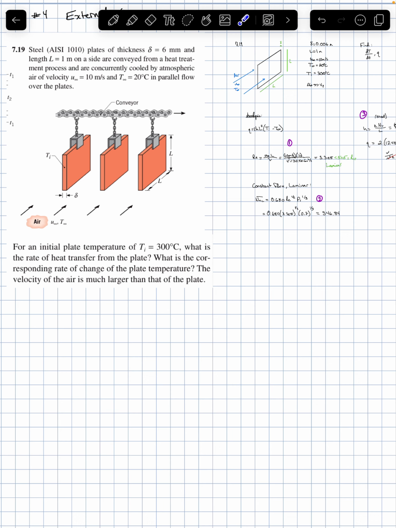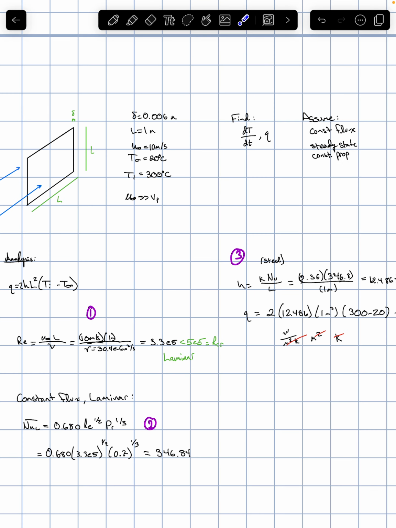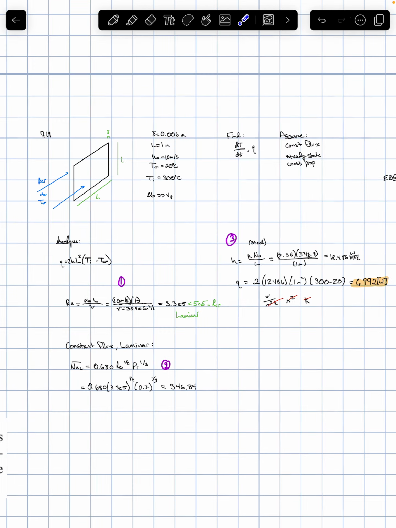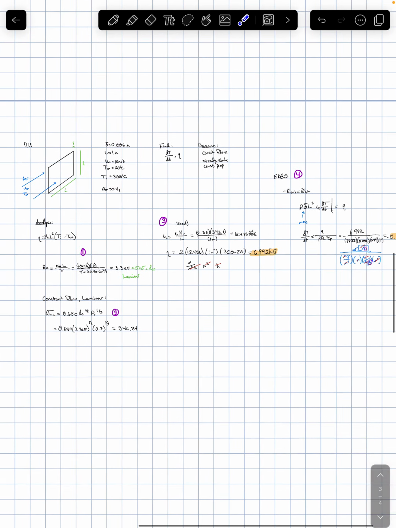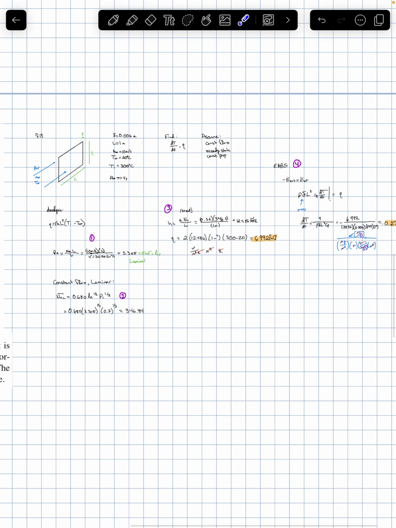The velocity of the air is much larger than that of the plate. So, writing down some important givens, just some geometric qualities of the plate itself, air and temperatures, and then some of the parameters of the steel itself. So we can assume constant flux, steady state and constant properties.